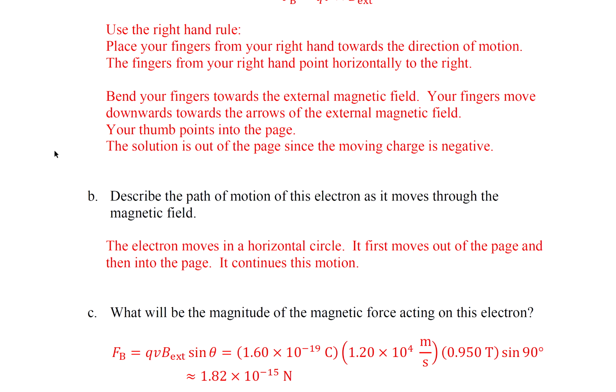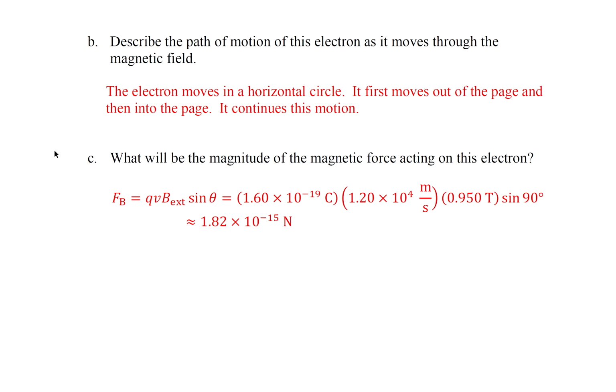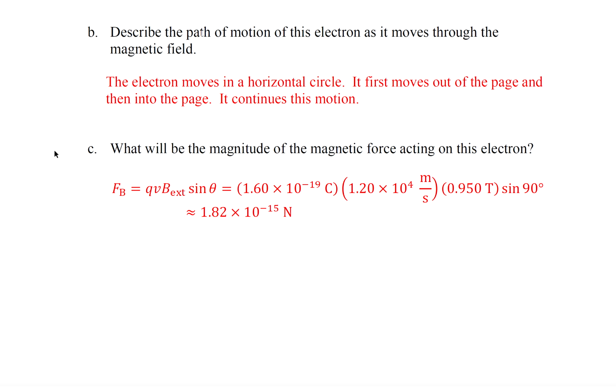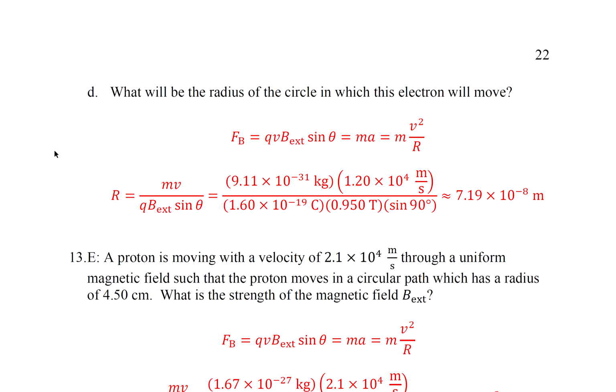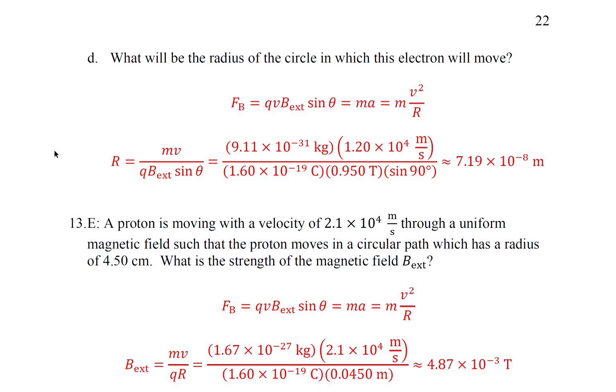Part B, describe the path of motion of this electron as it moves through the magnetic field. It's going to move in a circle. Part C, what will be the magnitude of this magnetic force acting on this electron? Use the equation qvB sine theta. Part D, what will be the radius of the circle in which this electron will move? Solve for r.